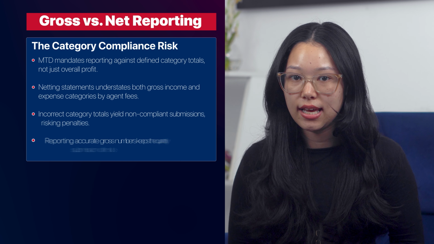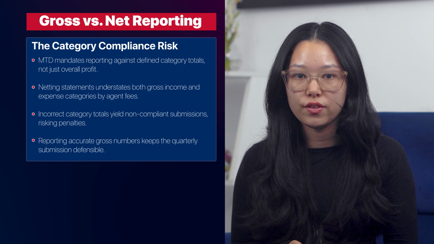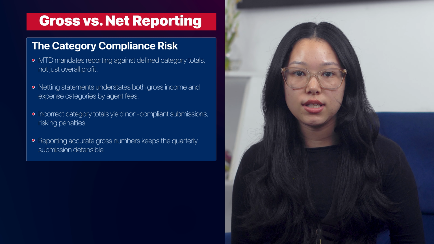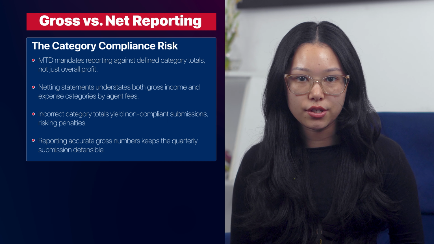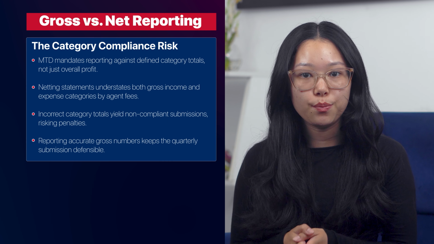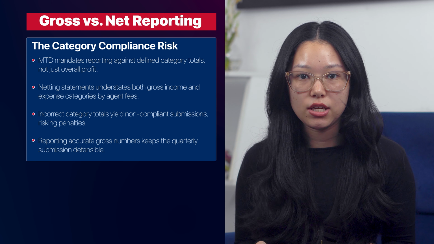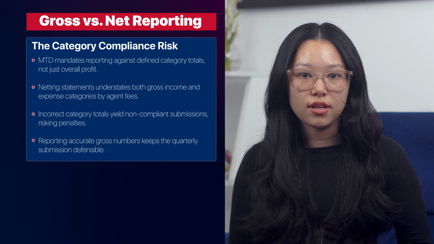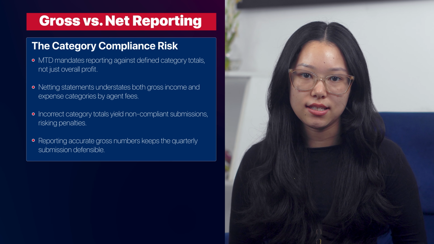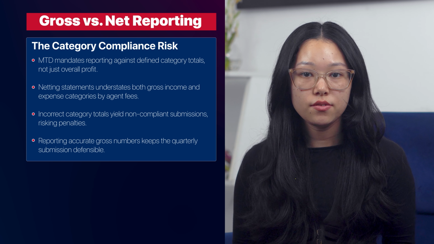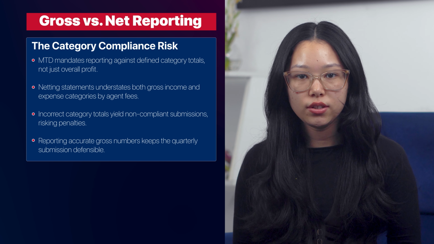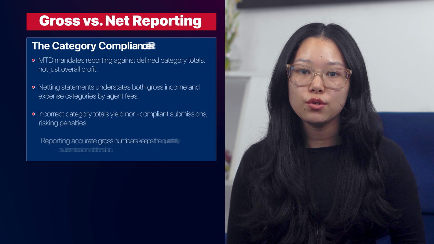Why does HMRC care about gross versus net if the profit's the same? Because MTD reports against defined income and expense categories, and a net figure underestimates both income and expenses by the agent's fees. The category totals are wrong even though the bottom line isn't, and a quarterly update that doesn't reconcile to the right categories is a non-compliant submission, exposing you to penalties. Getting the gross figures right is what keeps your whole quarter defensible.